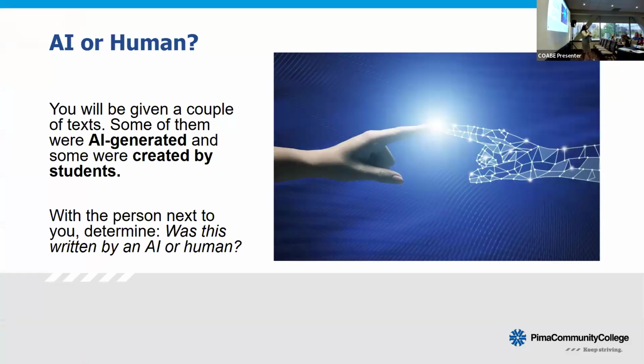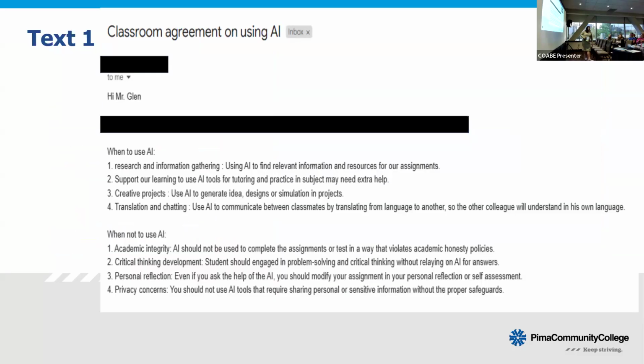Okay. This activity I'm going to lead you through is kind of like a little icebreaker. You'll be given a couple of texts. Some of them were AI generated, but some were created by our students. So with the person next to you, I want you to determine, was this written by AI or by a human? I'm just going to go through the slide one by one. Talk with the person next to you, and then after a little bit, just shout out. Tell me, AI or human?